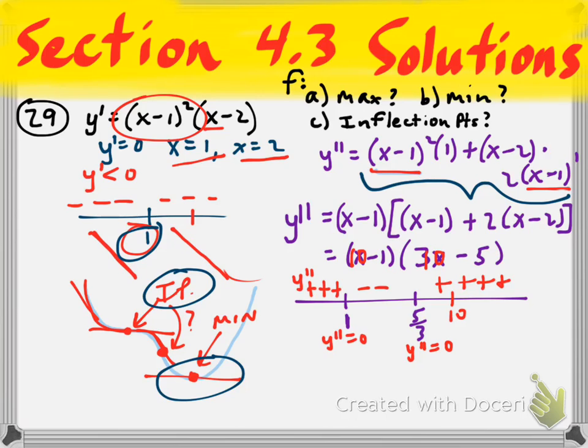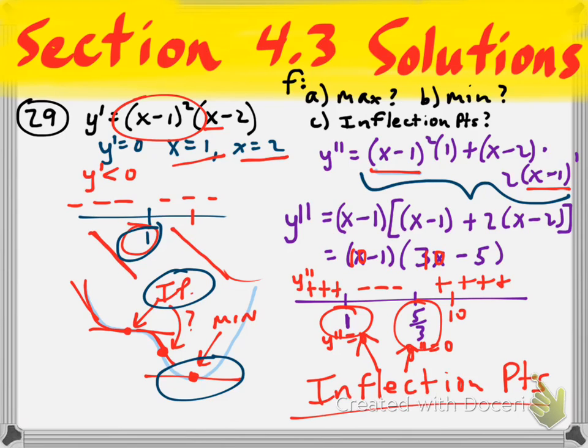Okay, and you just have to trust me here that when you plug in a number in between 1 and 5/3, the y double prime is going to be negative. But you can check it out. I don't want to take the time right now to do that. But if you were to take the time to do that, you would see that y double prime is negative on that interval. And therefore we see we have a change in concavity at 1, a change in concavity at 5/3. So these guys right here are where f, or y, has an inflection point.